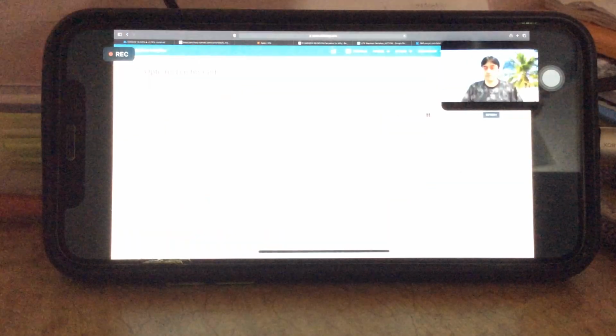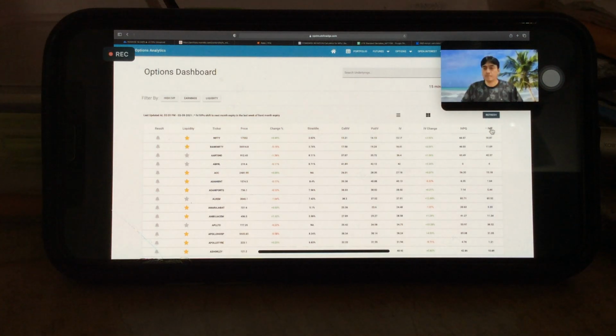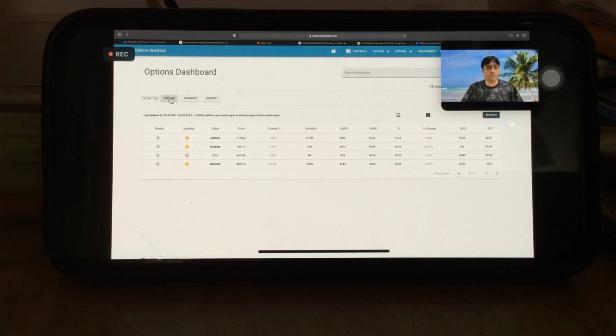IVP, and we can filter it by a high IVP. That means I want to select shorting options. So if I click on high IVP, I am getting these 4 stocks: AU Bank, Exide Industry, LTTS, Mphasis. That means the option premiums are inflated.